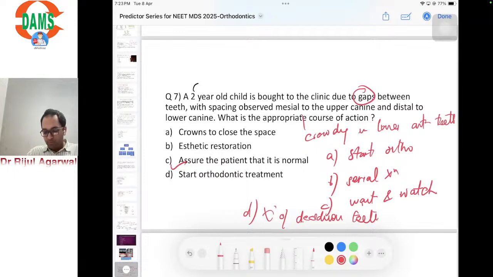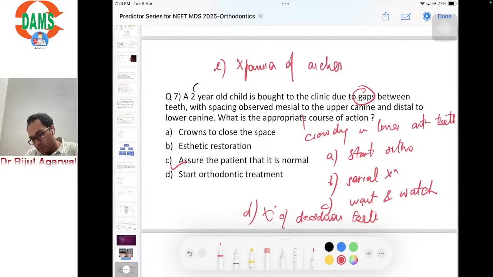Okay, the only thing, supposedly, here there is a fifth option, expansion of arches, one more option. Then what will you do? There is crowding in the teeth. Start orthodontic treatment with expansion of the arches. Then what will be the answer?